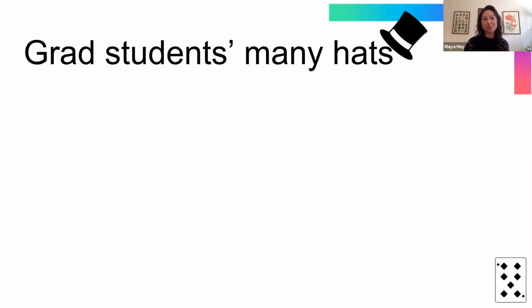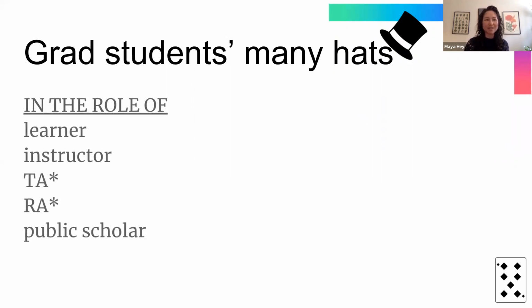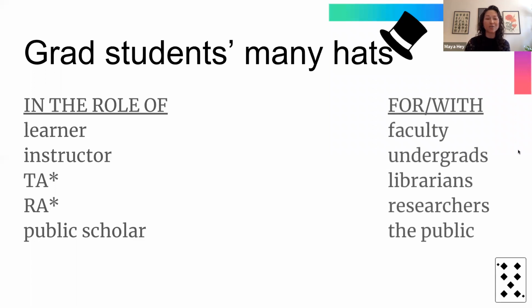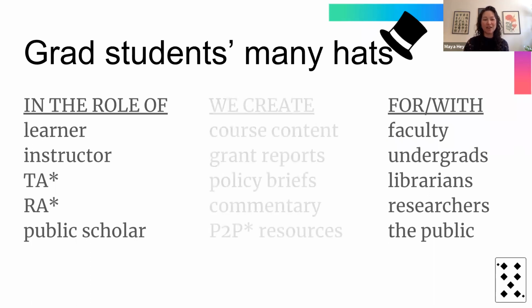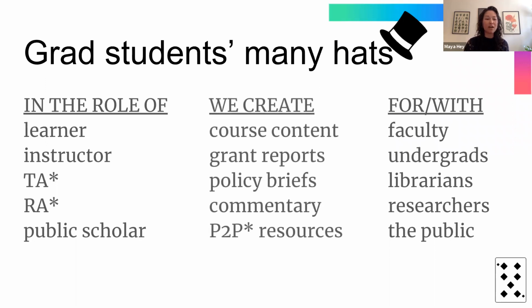Graduate students take on many different roles over the course of their 1 to 5+ years. These can include being a learner, instructor, teaching assistant, research assistant, and public scholar. And in each of these roles, grad students interact with different audiences, including university faculty, undergraduate students, librarians, researchers, and the broader public. And what do we do with these constituents? We generate content for the classroom and often create content for folks beyond the classroom too, through the likes of grant reports, policy briefs, public commentary, and peer-to-peer resources.